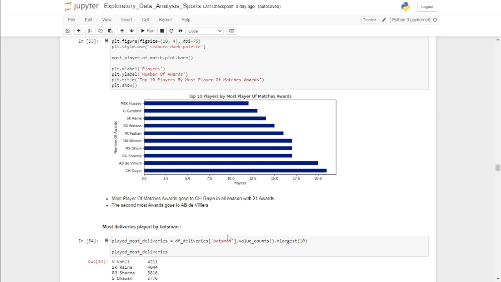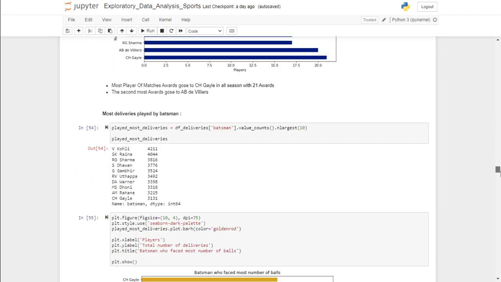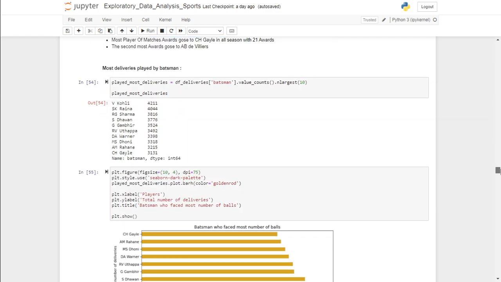And the most deliveries played by a batsman: here the top spot goes to Virat Kohli, then Suresh Raina, and then Rohit Sharma. They played the most deliveries in IPL.